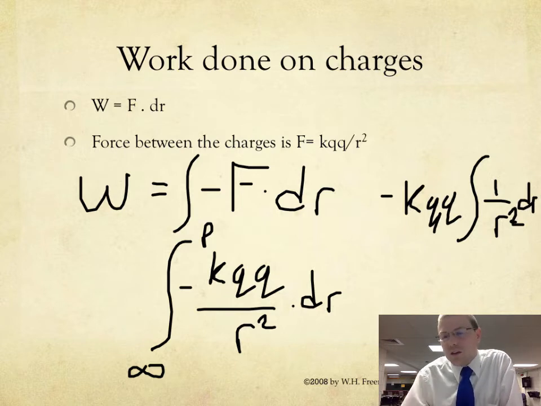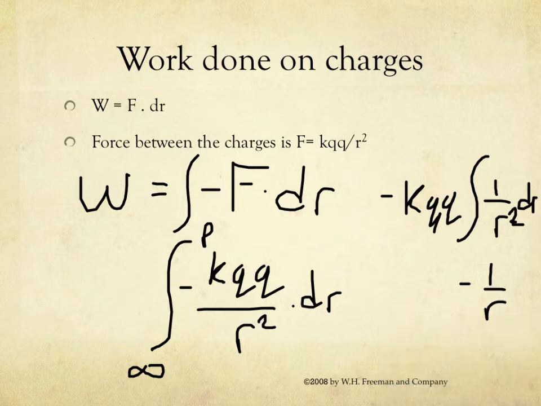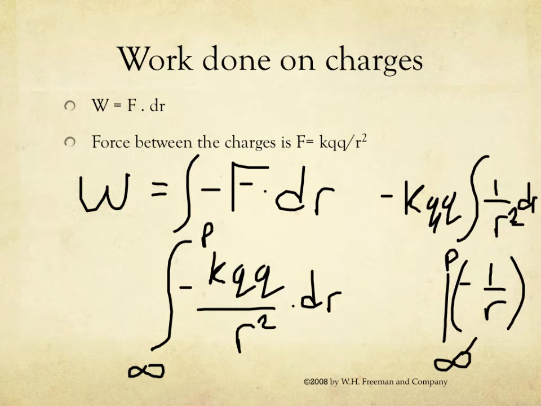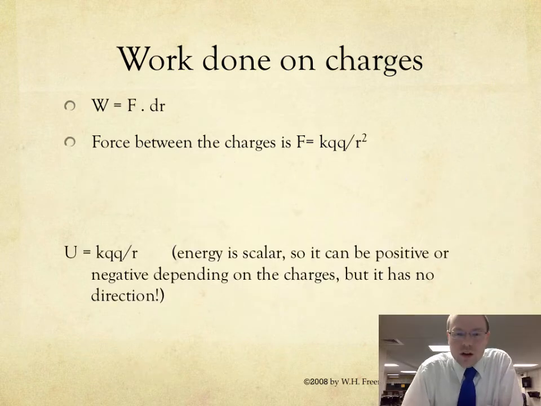So when we do this, we get negative kqq times the integral of 1 over r squared dr. Integrating 1 over r squared gives us negative 1 over r. And remember, we have to evaluate that between our two bounds, from infinity to point P. When we put infinity in here, 1 over infinity is pretty much 0, and so all we need is location 2, which is point P. And when we do that, we get a negative 1 over r multiplied by kqq. Our electric potential energy is kqq over r. So it's a 1 over r relationship to solve for the potential energy between two charges.